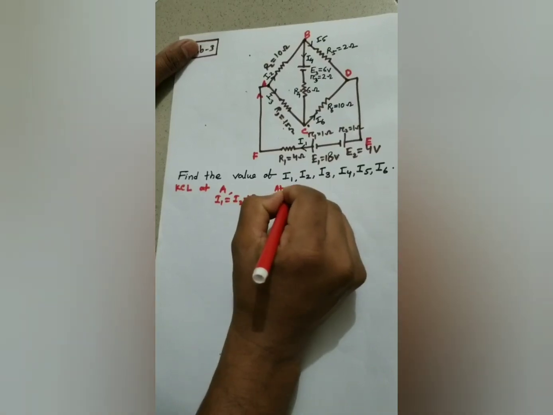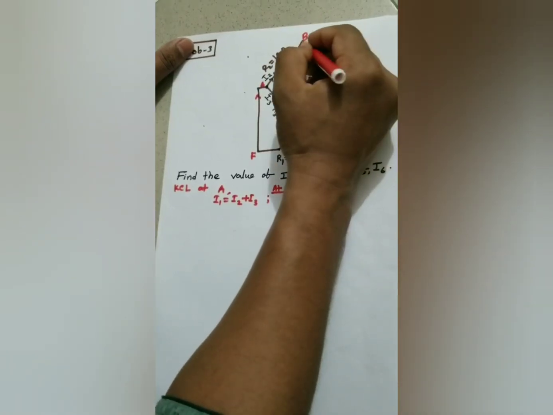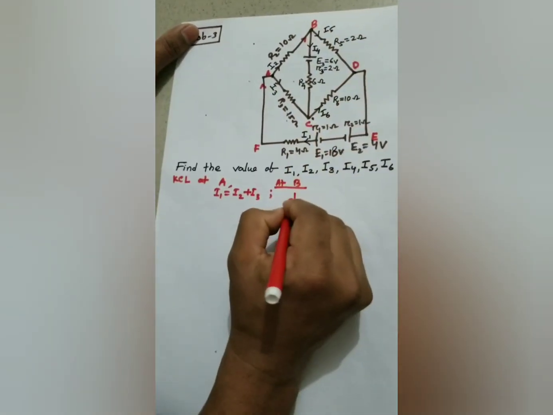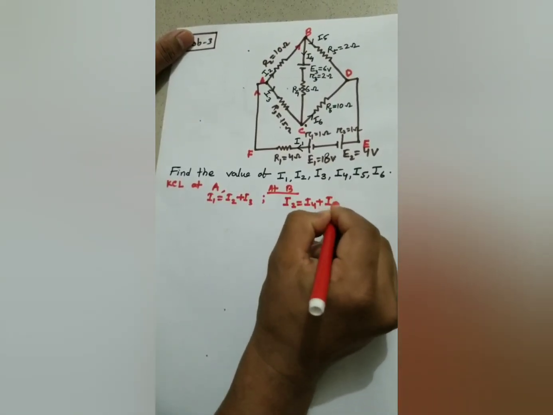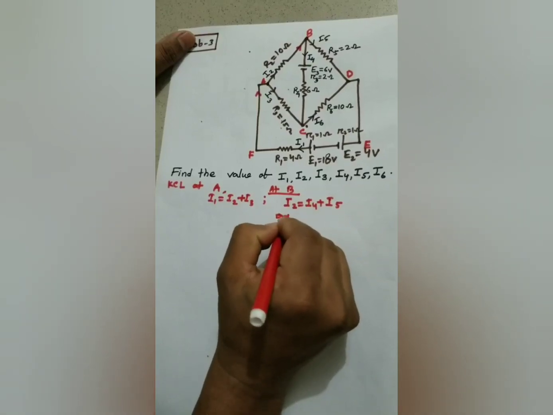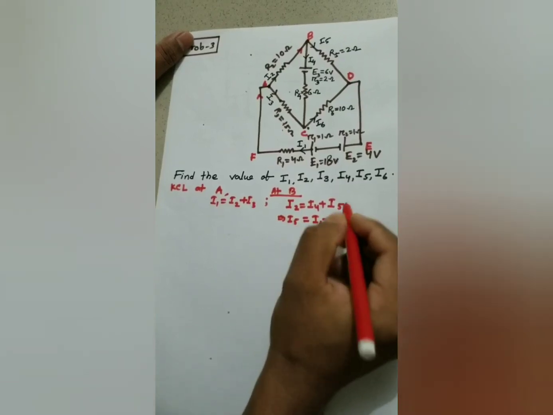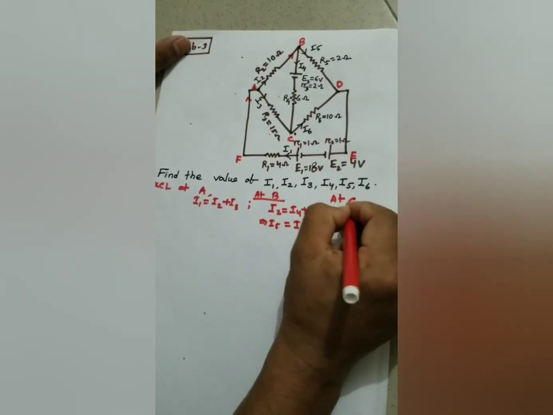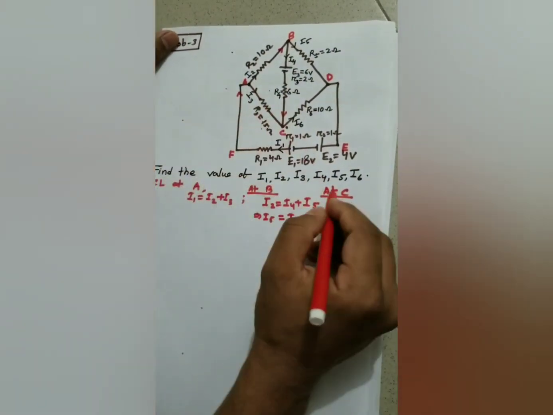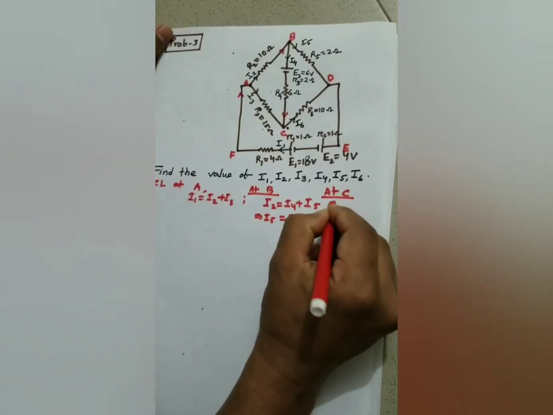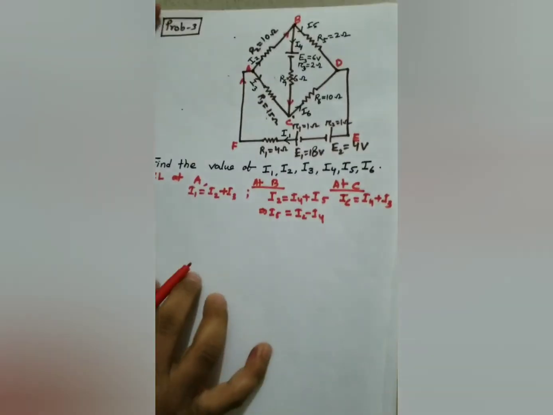At B, I2 is incoming, I4 and I5 are outgoing. So I2 equals I4 plus I5. So I5 equals I2 minus I4. At C, I4 incoming, I3 incoming and I6 outgoing. So I6 equals I4 plus I3.